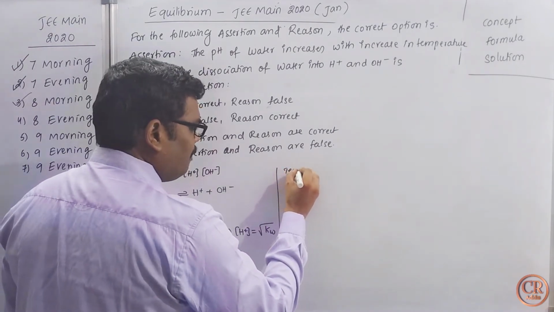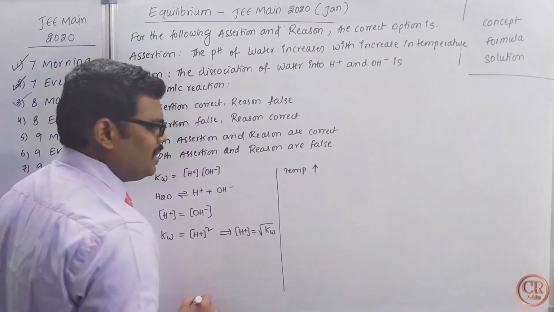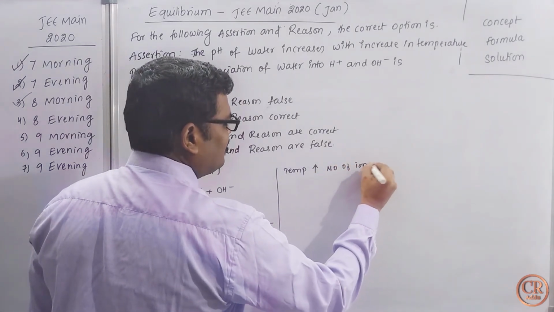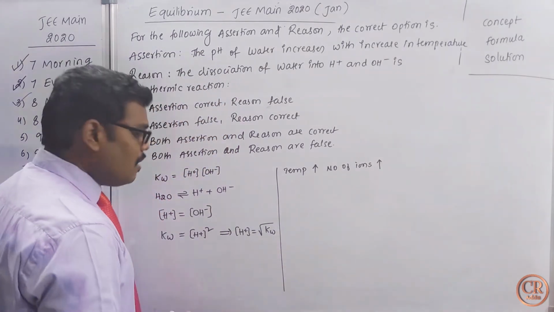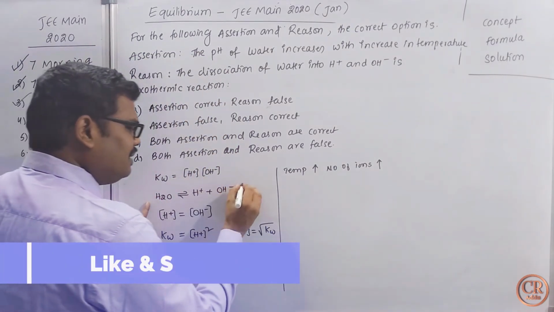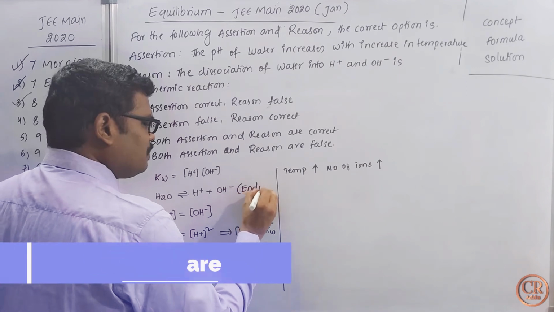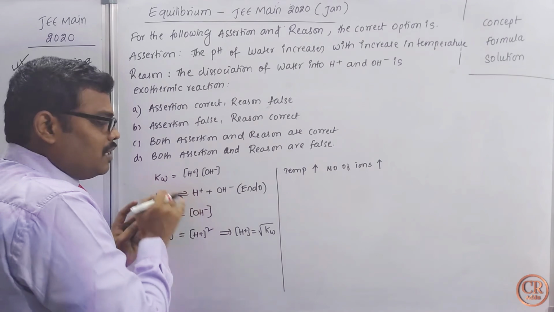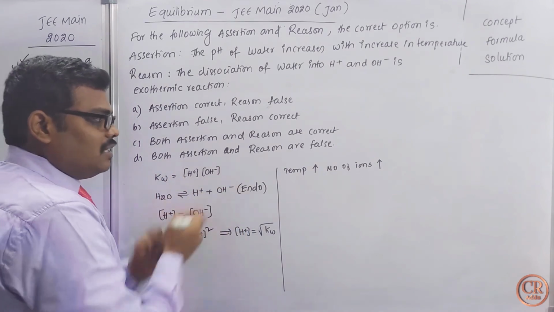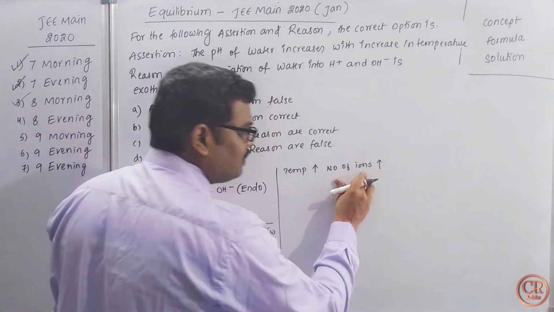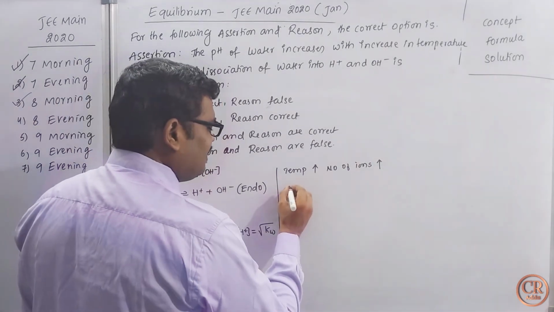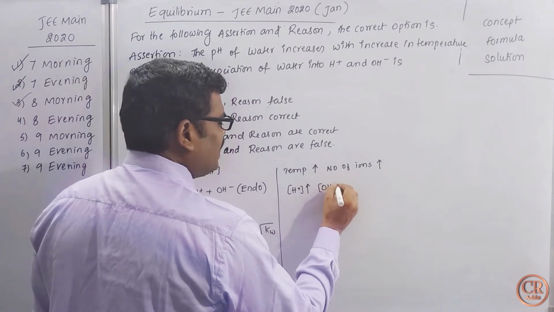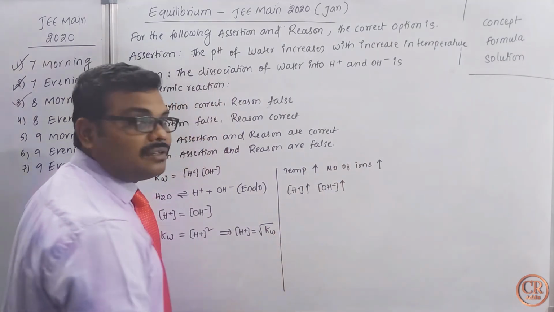See, when temperature increases, number of ions increases, because this process is endothermic. When temperature increases, the forward reaction increases. In the forward reaction, ions are formed. That's why number of ions increases. When number of ions increases, both H plus ion concentration and OH minus ion concentration increase.